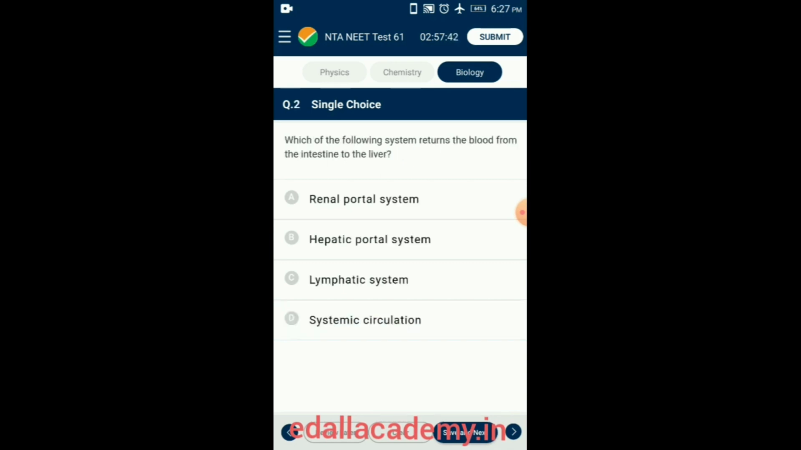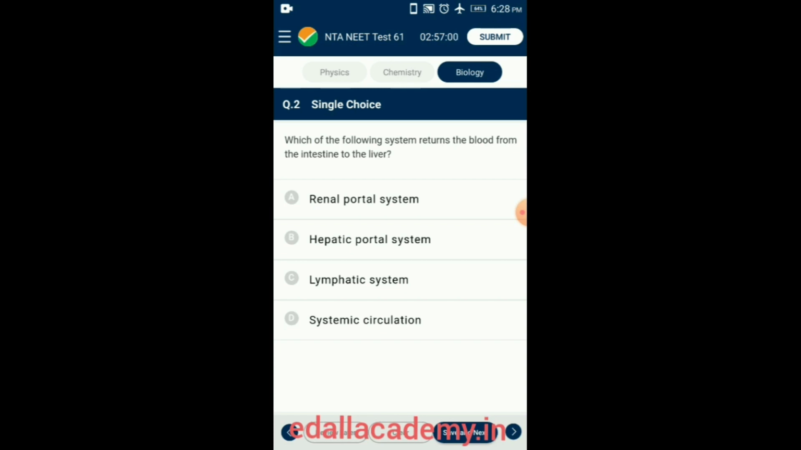Question number 2. Which of the following systems returns the blood from the intestine to the liver? Hepatic portal system is the system of veins comprising the hepatic portal vein and its tributaries. The portal venous system is responsible for directing blood from parts of the gastrointestinal tract to the liver. Substances absorbed in the small intestine travel first to the liver for processing before continuing to the heart.